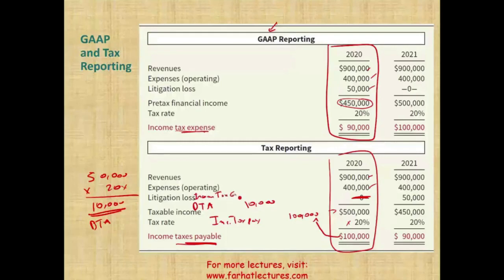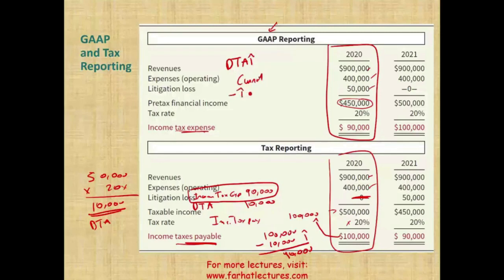Now, all I have to do now is book income tax expense. What is my income tax expense? It's my current portion and my deferred portion. My current portion is 100,000, and in the future I'm going to be saving 10,000, so I'm going to be reducing my taxes. Therefore, my income tax expense is only 90,000, and this is how I compute income tax expense. It's 100,000 minus 10. It's the current portion minus the increase in deferred tax asset. So simply put, if a deferred tax asset went up, I'm going to take my current minus the increase in deferred tax asset.